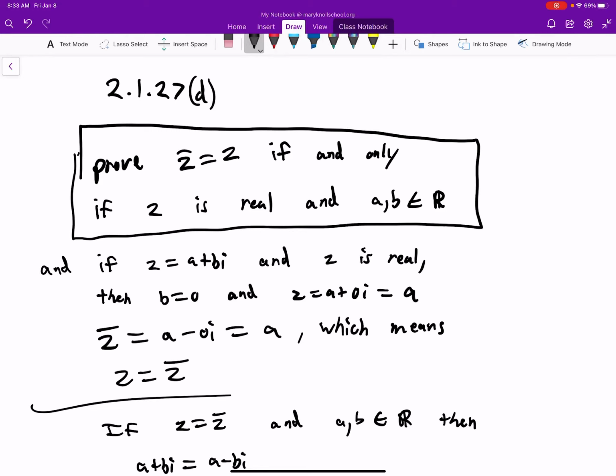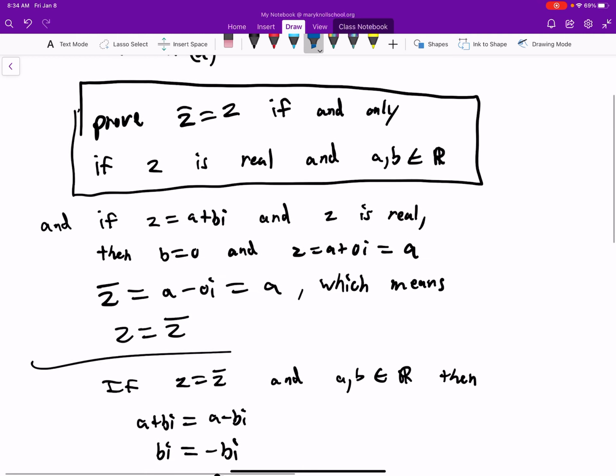We need to prove z conjugate equals z, where z is a complex number, if and only if z is real. Okay, so first thing that we do is we just define what z is.